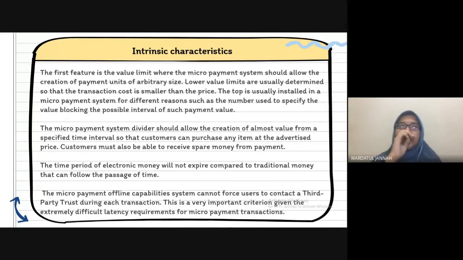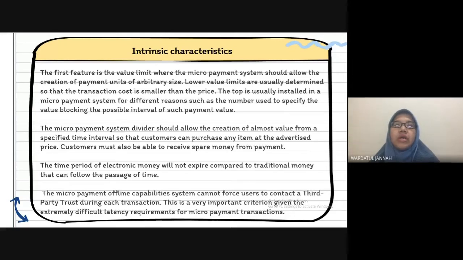Number two, the micropayment system divider should allow the transaction of almost any value from a specific time interval, so that customers can purchase any item at the advertised price. Customers must also be able to receive spend money from the payment.